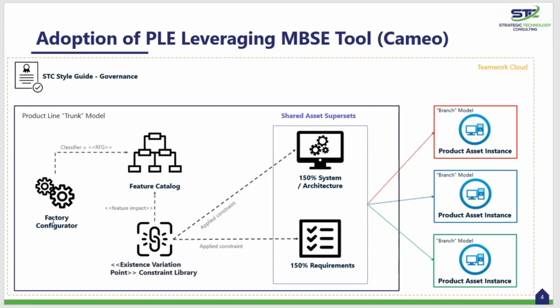So for instance, this factory configurator is actually an instance table, and the classifier you set it to is the root feature group, which we'll dive into more when we get into the model. And then you can see your existence variation point has a feature impact back to your feature catalog. Whenever you define something in the configurator, it's saying, hey, I'm choosing these features, but these constraints tie back to it, and they're applied to these portions of our architecture. And that's what's going to give you your variance.